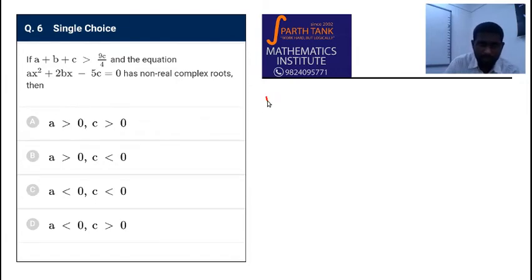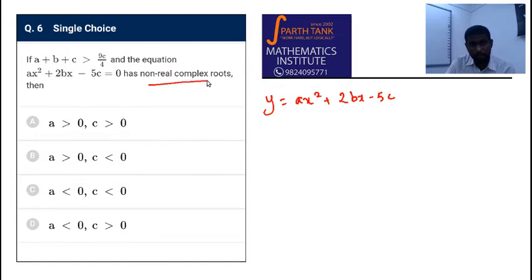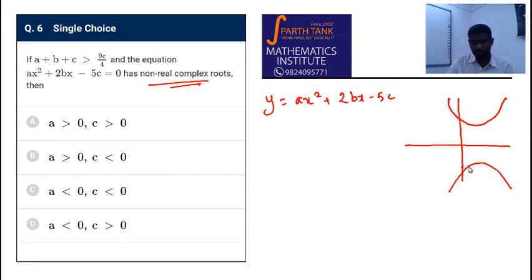Okay, if I write y is equal to ax squared plus 2bx minus 5c, I know this is a parabola, right? Now if this is a parabola and has non-real complex roots, that is, it has no real solution, then this parabola should never cross the x-axis or touch the x-axis, right? Because at the points where it touches the x-axis, those points are the roots. So this parabola has to be completely here or completely here. It has to be completely positive or completely negative. If it has to be completely positive, then a should be greater than 0, we can say.